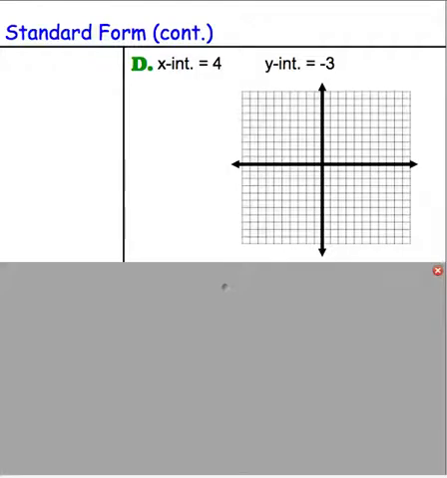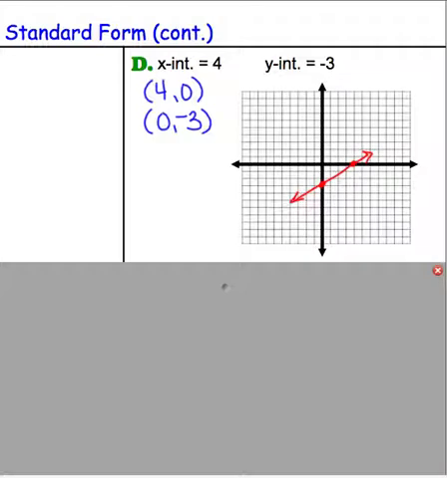So you can go ahead and take a look at this next one. We have an x-intercept of 4 and a y-intercept of -3. So my x-intercept is 4, so it means 4, 0. And my y-intercept is -3, which means 0, -3. So now I can go ahead and plot these points. We go to the right 4 and stay on the x-axis. 0, -3, we'll go down 3, and then we can connect our points.